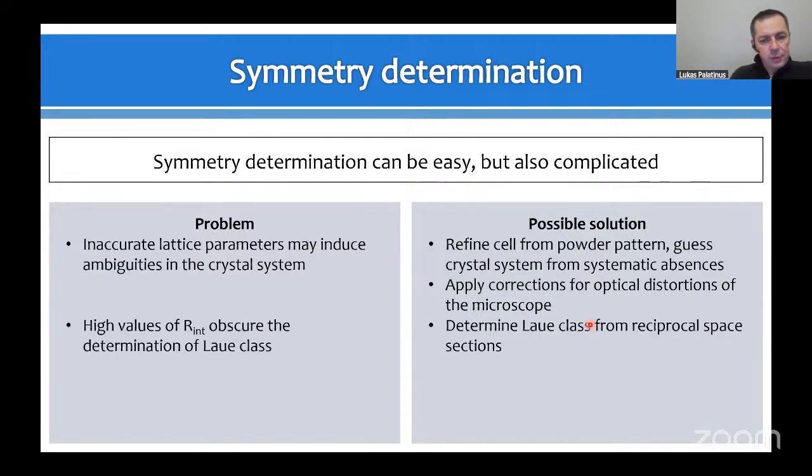Also, the R-int value, so the internal consistency of symmetry equivalents, may be high, and it might not be really straightforward to even determine the Laue class of the crystal. Here, I would recommend ideally always checking reciprocal space sections, the special sections through reciprocal space, and they are often useful in verifying the symmetry.